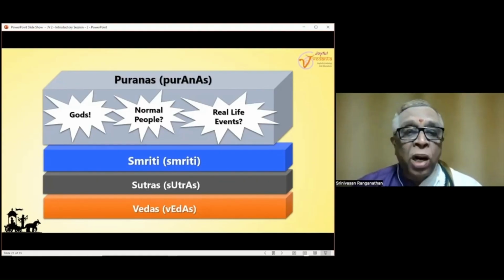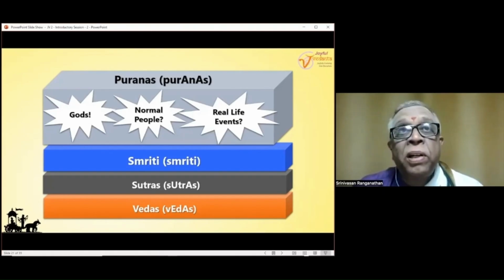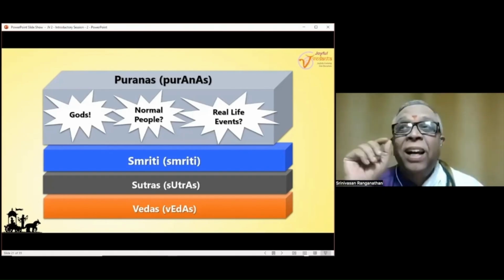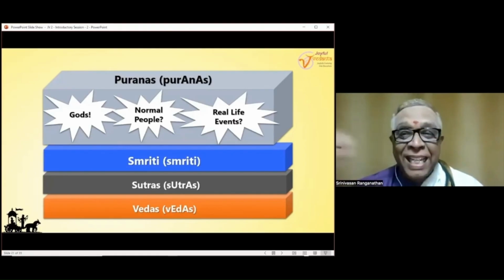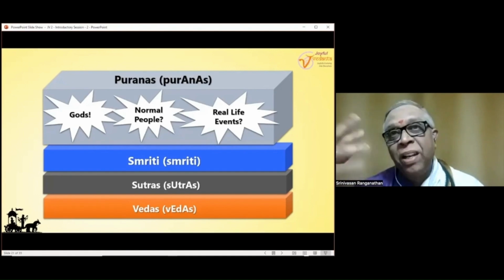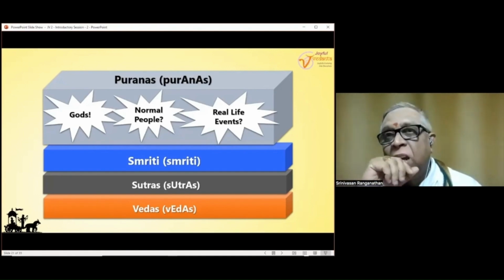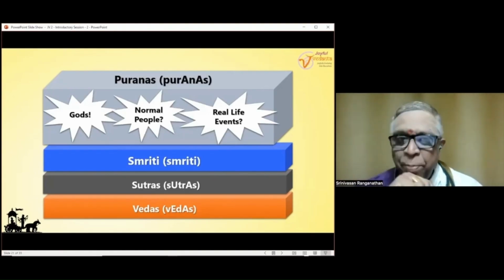So while Purana sorted out the problem of Captain Spock in Smriti, Purana still had a distance from the normal human beings, because they were more God-centric, right, and not human being-centric. So how do you sort out this problem? This is a very important problem.